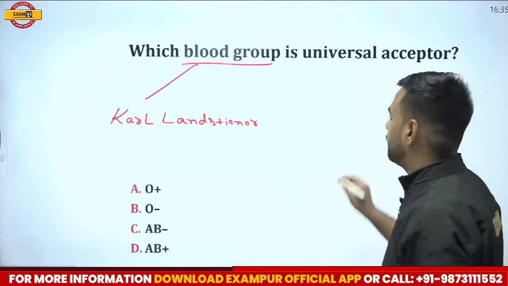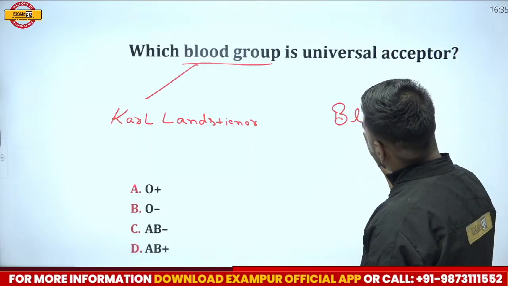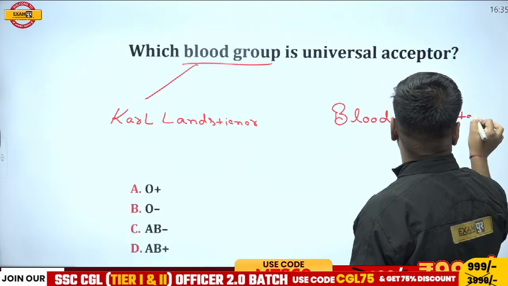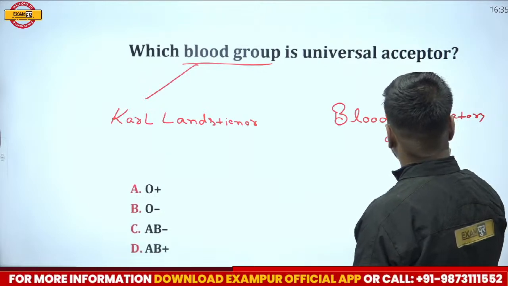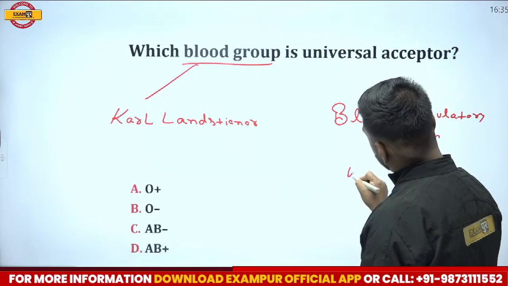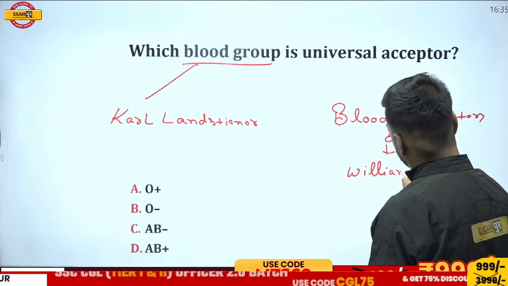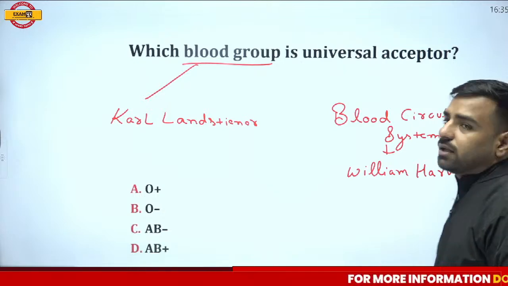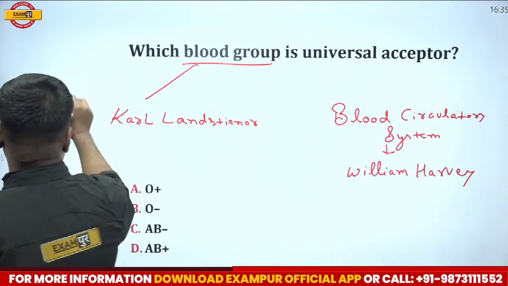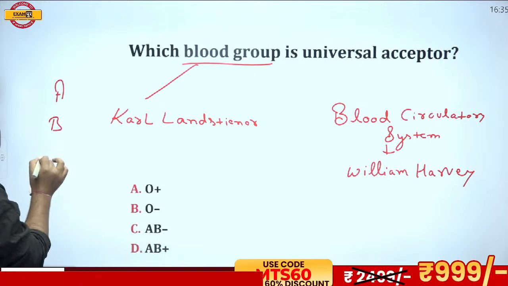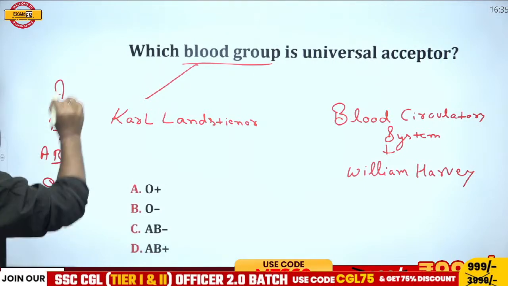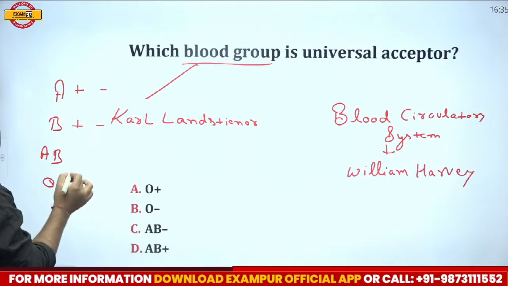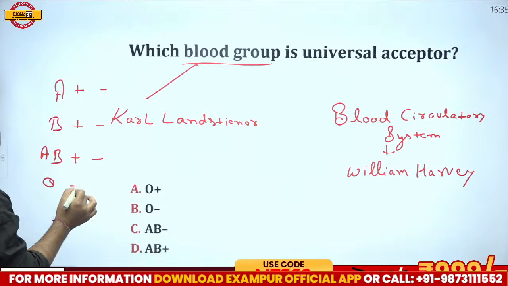And if someone asks you, who is the one who has discovered blood circulatory system? Another question from the CGL part. If someone asks you about blood circulatory system, it was studied by whom? So he was William Harvey. Very important, right? Now, if I'll talk about these blood groups, we have A, B, AB and O. But if I'll talk about RH factor also, it will come to positive negative part. That is A positive, A negative, B positive, B negative, AB positive, AB negative and O positive, O negative.